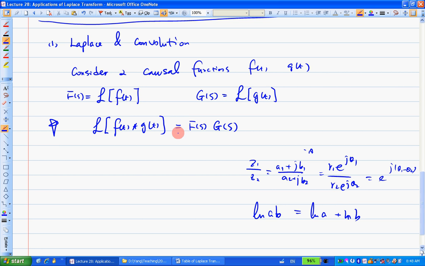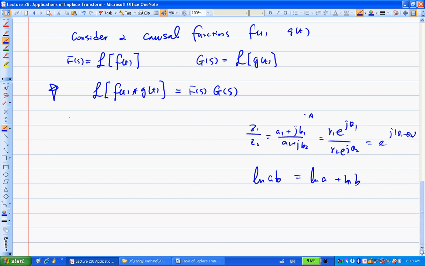Okay, so I'll show you how to apply this to a simple example here. f of t is 4e^(-t) u of t, and g of t is 5e^(-2t) u of t. Let's try to find the convolution between these two.